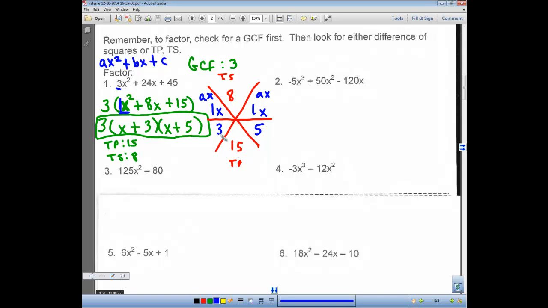So now at this time we reduce our fractions. This is already reduced, so that becomes one of my factors. Reduce this fraction, and it is already reduced, so that becomes my other factor. And then remember we took a 3 out at the very beginning. So either way we want to do this, we will end up with our answer, 3 times x plus 3 times x plus 5. Let's look at example 2.